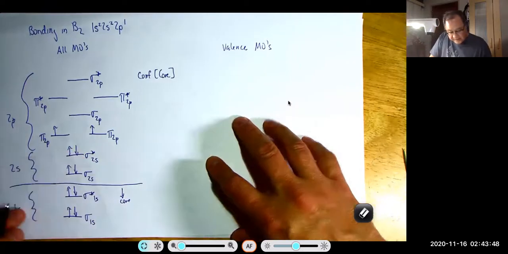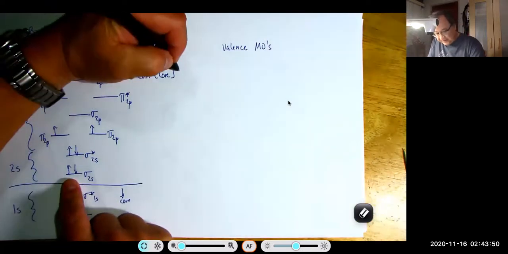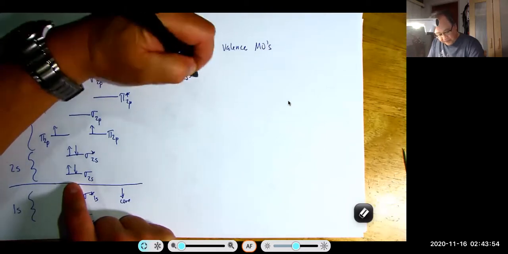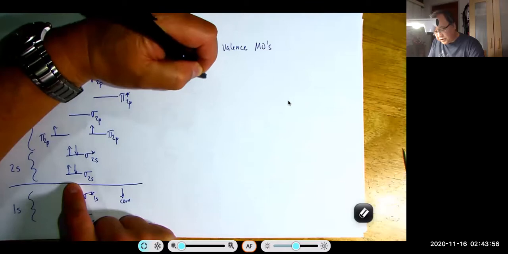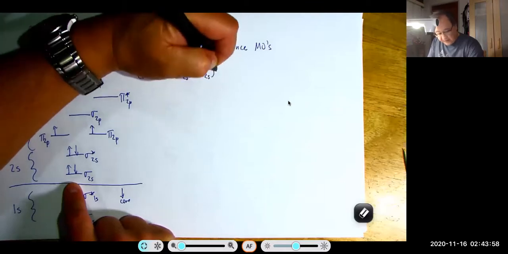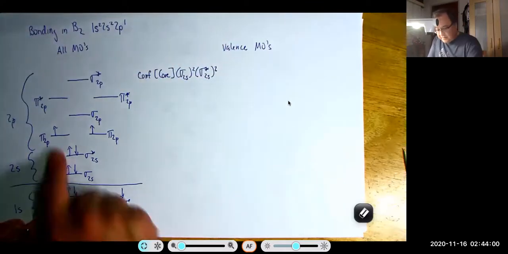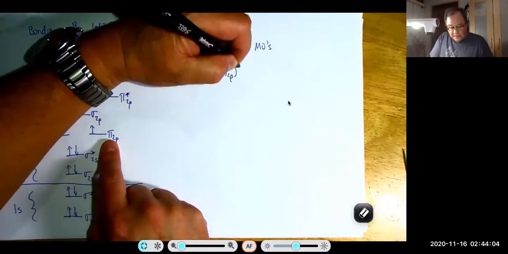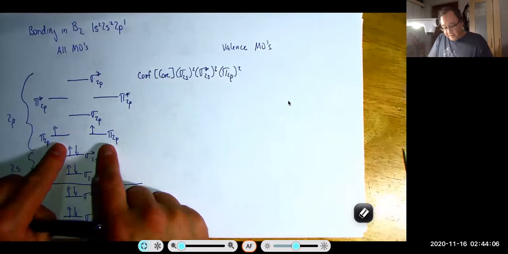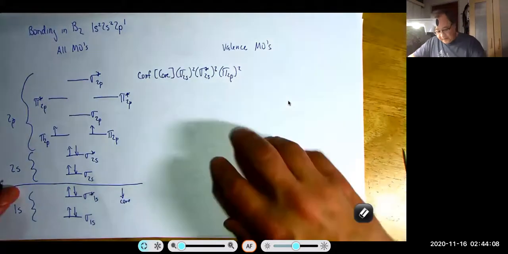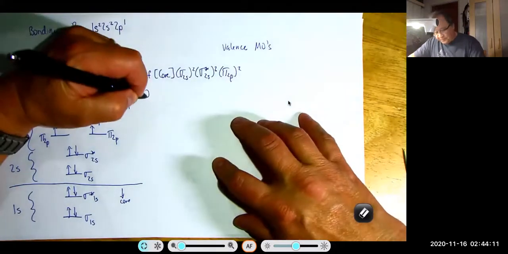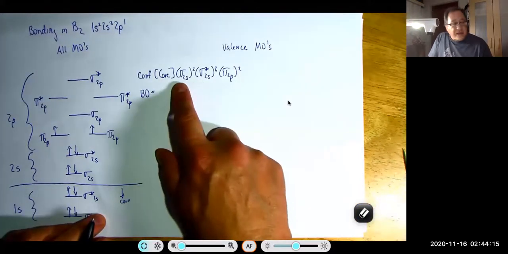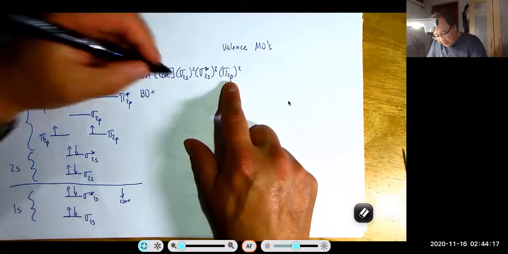And then we have to write these down. So we got sigma 2s2, sigma star 2s2, and pi 2p2. Notice here we don't write pi 2p1, pi 2p1. We combine those together. When we look at the bond order, these two are going to cancel these two. And then we're going to look at half of the remaining equals a single bond.